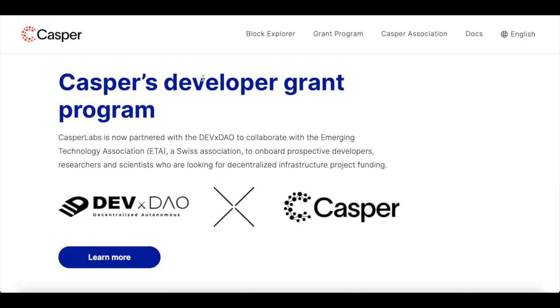Casper also has a developer grant program, which I find really fascinating because Casper Lab is now partnered with the DevX DAO to collaborate with the Emerging Technology Association, a Swiss association, to onboard specific developers, researchers, and scientists who are looking to decentralize infrastructure project funding.